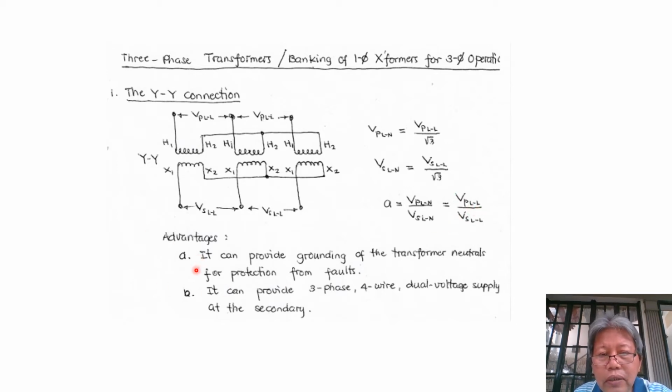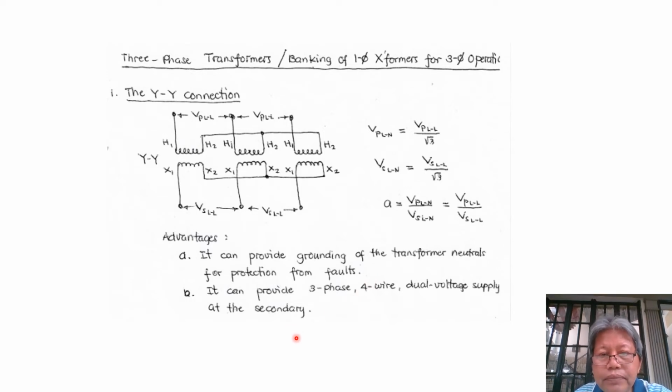Now this kind of connection is very appropriate for protecting our transformers from short circuit currents or faults, because the windings are both connected in Y, and we can provide grounding to the neutrals both at the primary and at the secondary. So when there is a ground connection, short circuit currents can just flow to the ground.